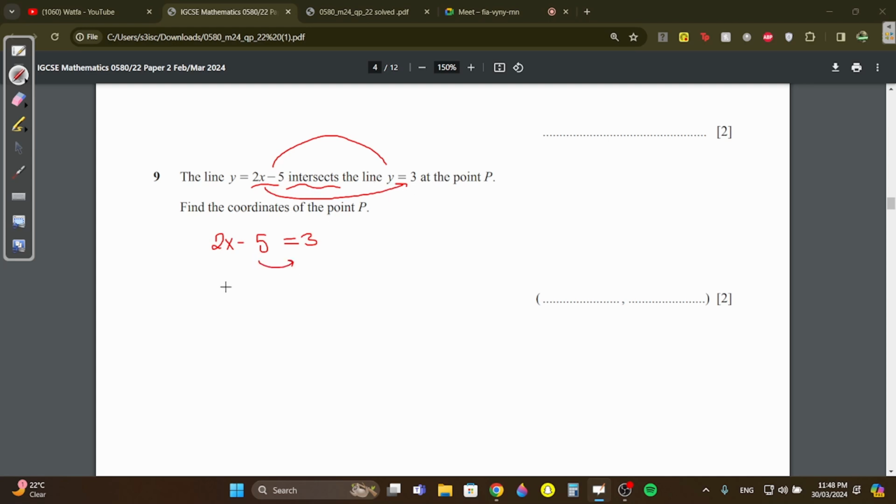You take 5 to the other side, you're going to get 2x equals 8, and you're going to get x equals 4. But they're not asking for the x, they're asking for the full coordinate. So how would I find the y? You take the original equation, y equals 2x minus 5. What's going to be y when x equals 4? You do y equals 2 times 4 minus 5. Just plug in your x, you're going to get y equals 3. So it will be 4 comma 3. That's the coordinate of the intersection point.